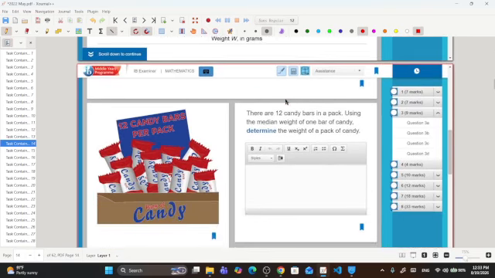So if we want to find the median weight of a pack, that's pretty simple. What we just have to do is multiply 15.18 by 12, and we get an answer of 182.16 grams. That's going to be the weight of a pack of candy. All right.